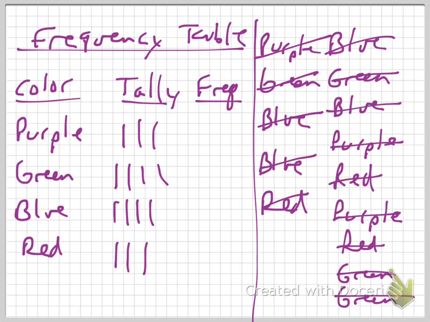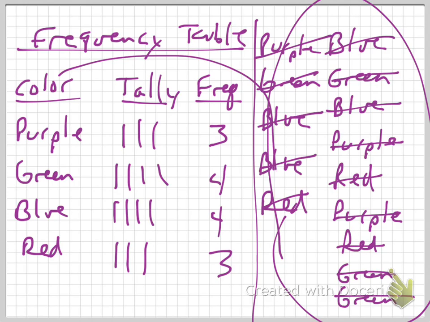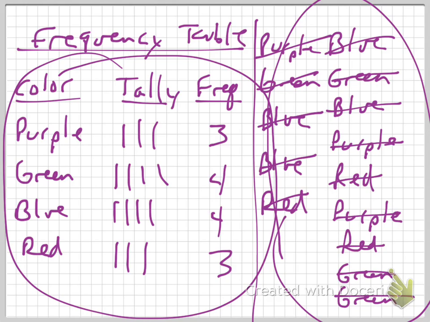This is how you do a frequency table. Frequency simply means you write down how many tallies there were. There were 3 purples, 4 greens, 4 blues, and 3 reds. Does that make sense? Can you now, rather than looking at this big list here, if I was to ask you which one did people like the most, can you look at this very quickly and very easily and see which one was liked the most, which one was liked the least?